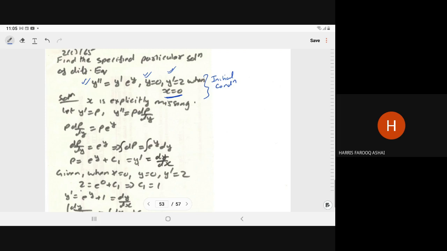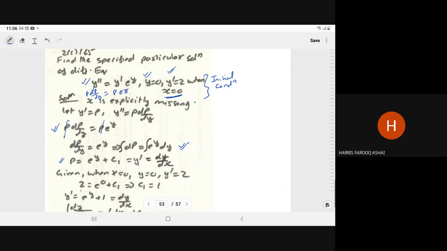This can be written as p dp by dy is equal to p e to power y. Now you can separate the variables. Here p and p cancel out, so we have dp is equal to e to power y dy. Then we integrate on both sides. On integration you will get p equals e to power y plus arbitrary constant c1.